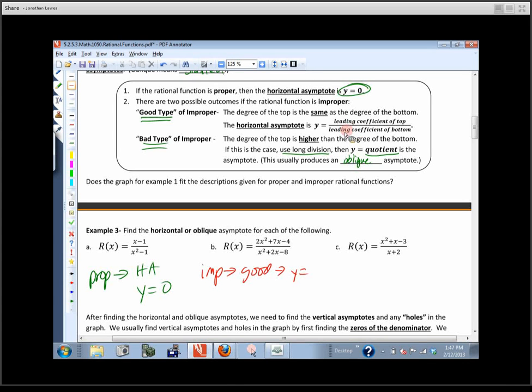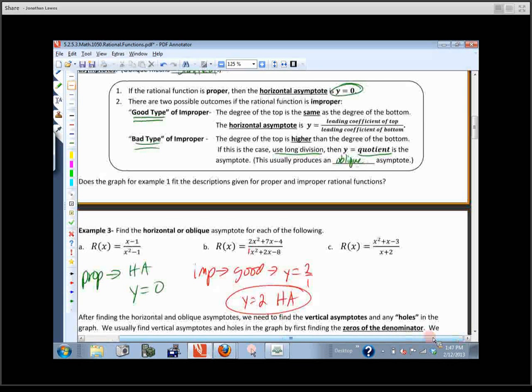Okay, if that's the case, then y equals, remember what I said here? The horizontal asymptote is going to be the leading coefficient of the top over the leading coefficient of the bottom. Now that's assuming that we've written them down in descending order, on the top and bottom. Degree 2 here, degree 2 here. I take the leading coefficient of the top over the leading coefficient of the bottom. So that's going to be 2 over 1. So y equals 2 is my horizontal asymptote. Questions there? Sure? Okay, let's look at the last one on part C.